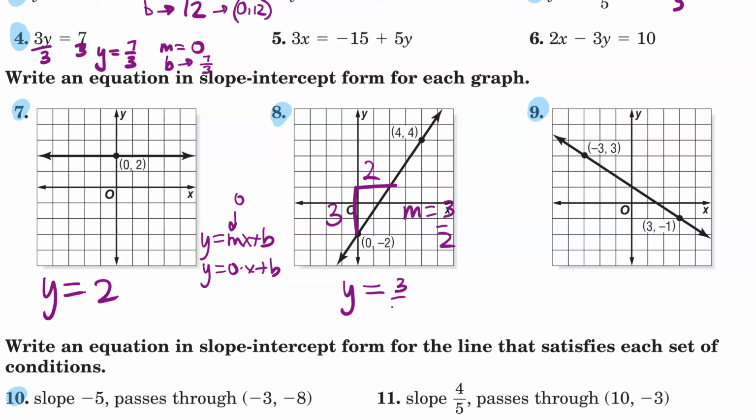Yep, 3/2 x minus 2. So the minus 2 comes from this b, which is our y-intercept. The slope is 3 over 2. Rise 3, run 2. Okay, so that's number 8. Try number 9.